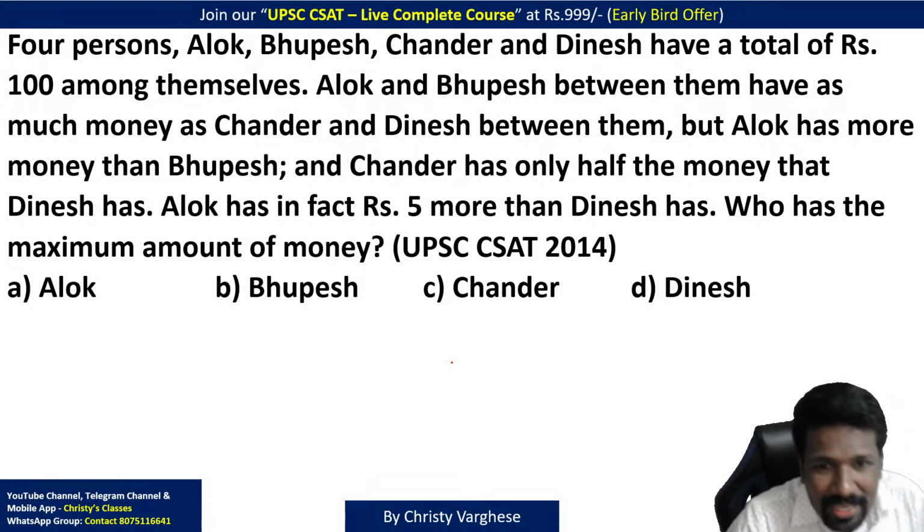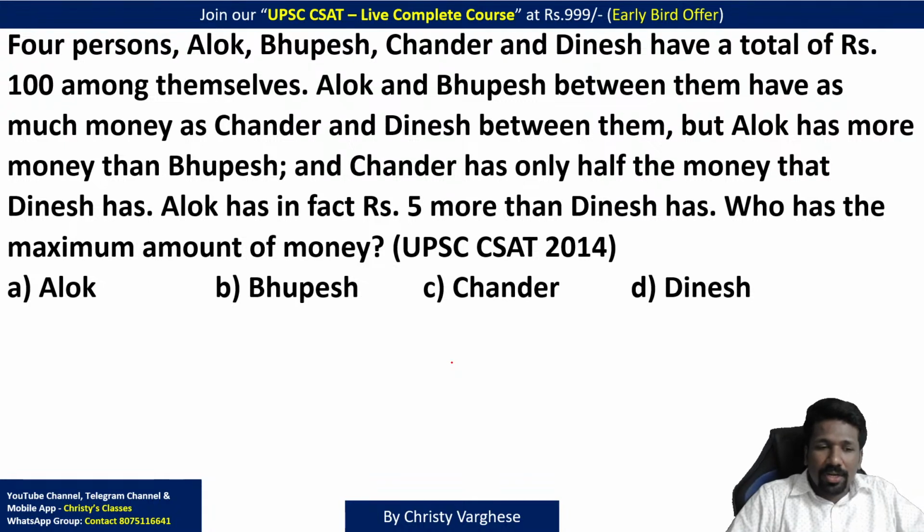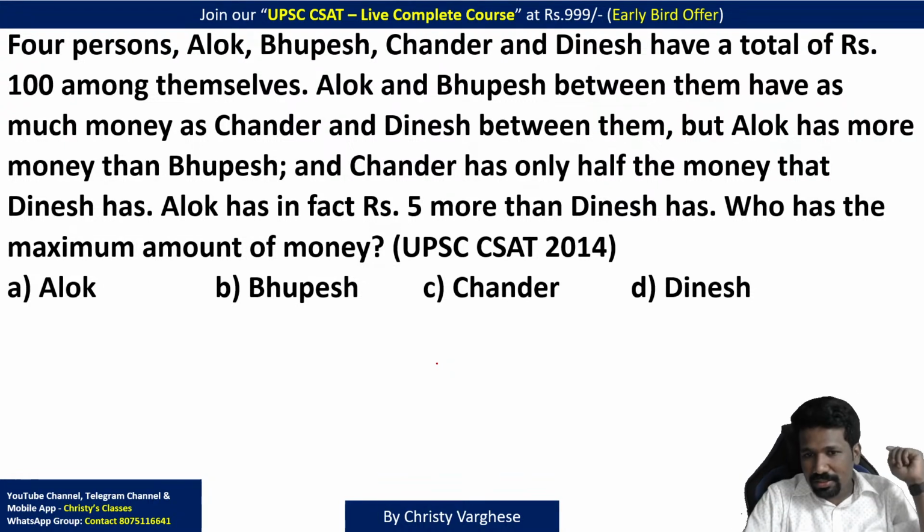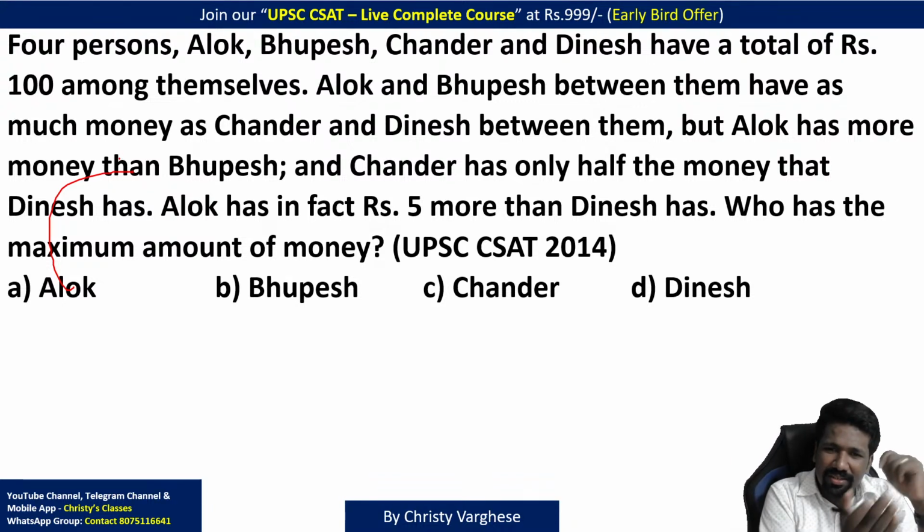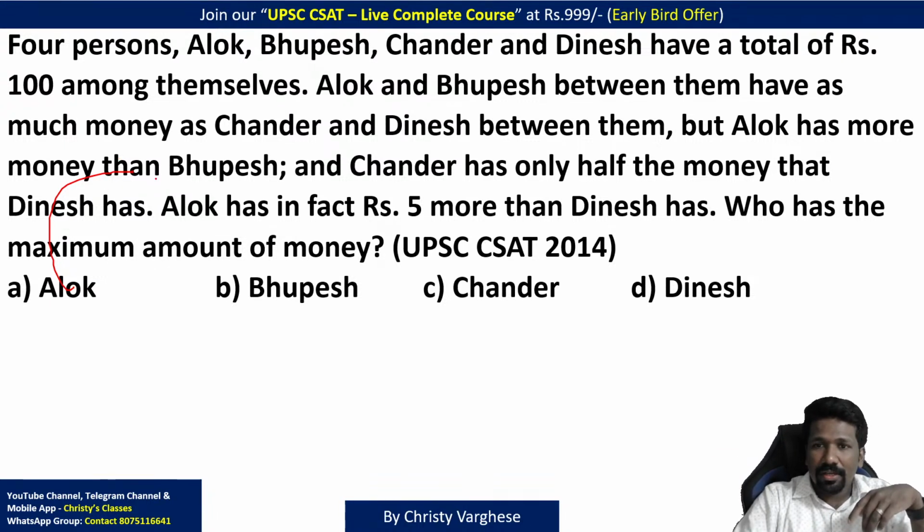Here, elimination by selected statements is important. Elimination by selected statements and elimination by analyzing options also, because you cannot substitute it. You cannot substitute Alok into the question and read the question. That is very tricky and not making sense. Then how to do it? Take each sentence and see whether it makes sense, and for which option it makes sense. Let's see. Alok, Bhupesh, Chandar, Dinesh, total 100. That does not have anything to eliminate. So skip that sentence and go to the next sentence and see whether we can get something.